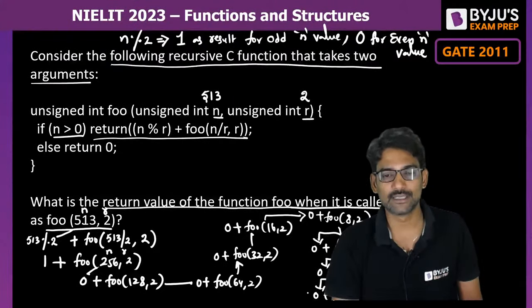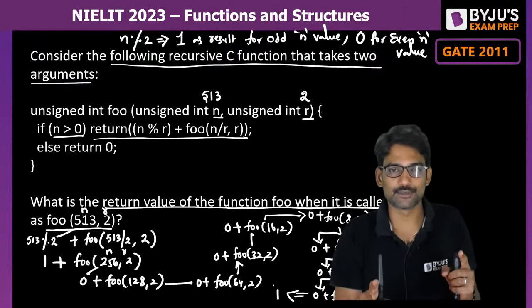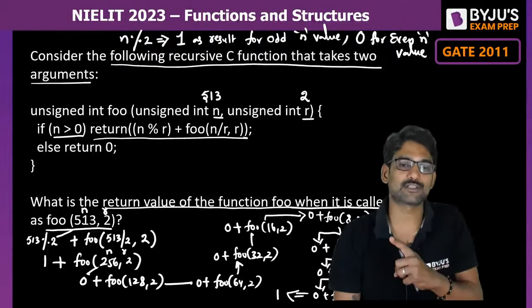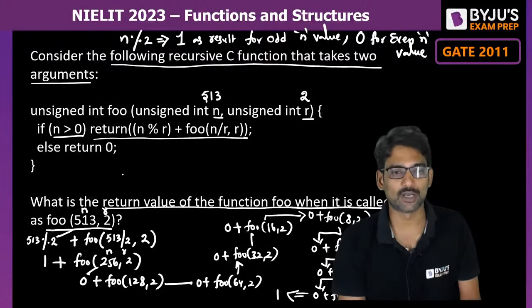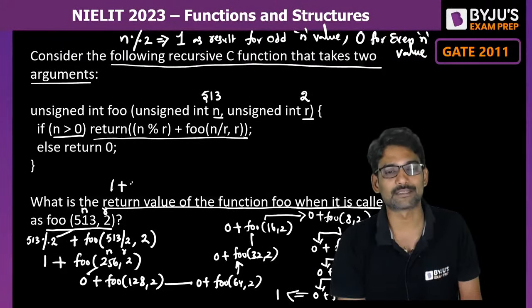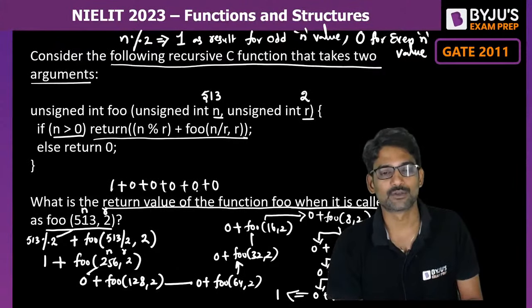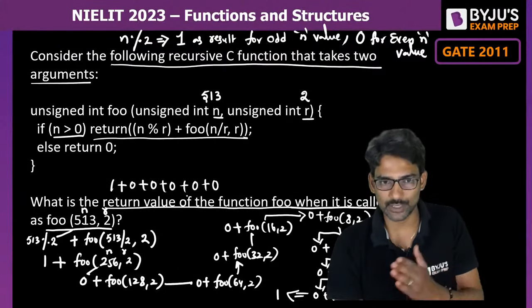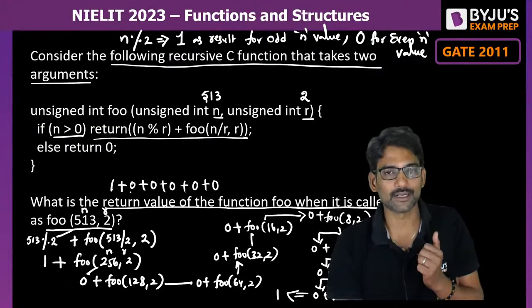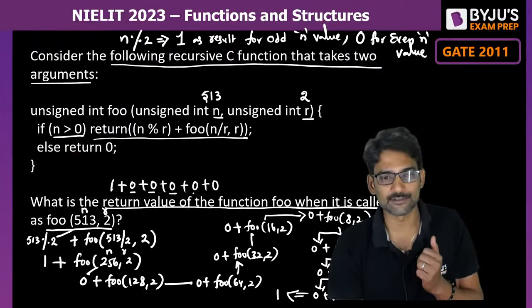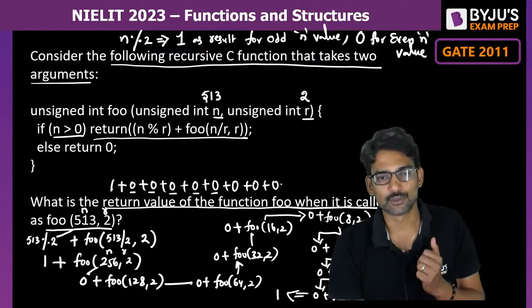Right? So, this will give 1 finally. So, all zeros, first we got 1, last we got 1. So, if you add all, this would be something like 1 plus 0 plus 0 plus 0 plus 0 plus. So, this is going on like this, right? 256, 128, 64, 32, 16, 8, 4, 2, 1.